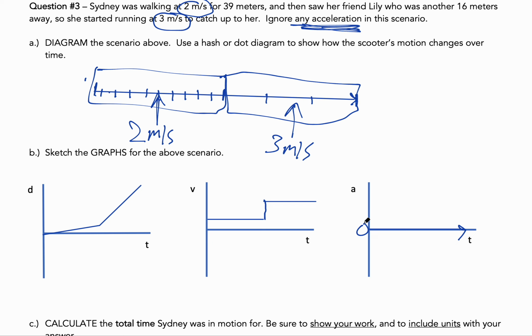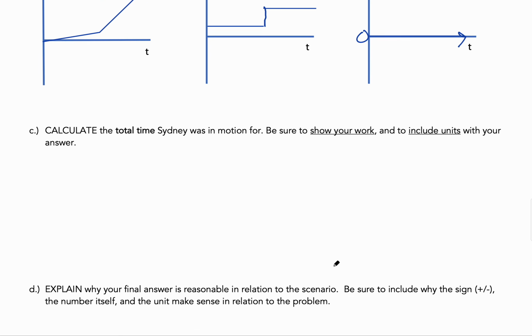All right, so for the calculation, this formula that we're going to use, since it's telling us to ignore any sort of acceleration, there's only one formula that ignores acceleration.